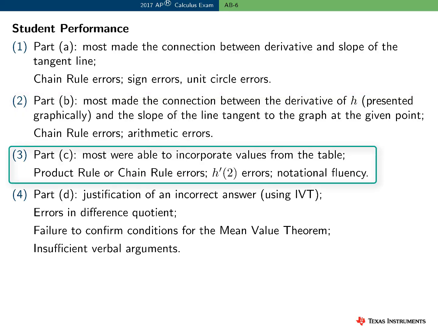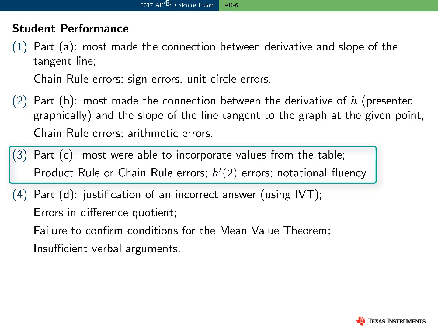In Part C, most students were able to incorporate the correct values from the table. However, there were some product rule or chain rule errors. In addition, there were some errors in finding h prime of 2 from the graph of h. And there was also some inappropriate use of notation. Remember that notational fluency is an important part of the curriculum framework, so it's very important for students to present correct notation.